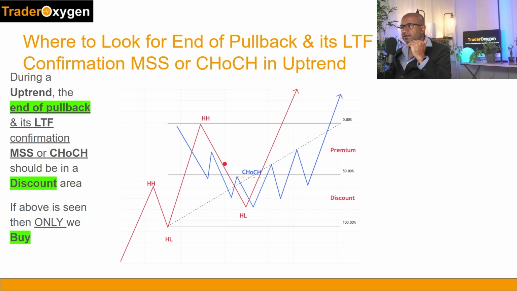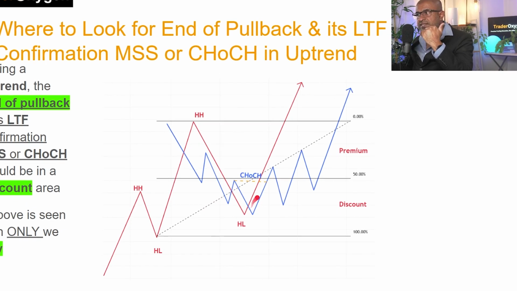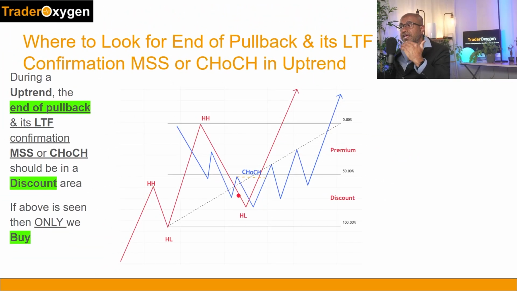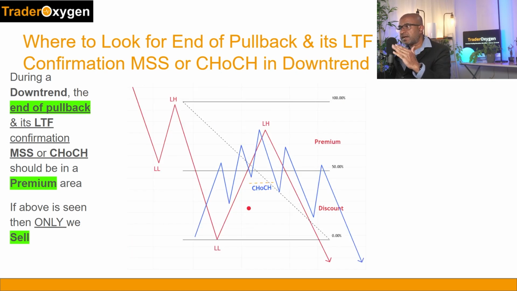So for that we look for the pullback to be over in the discount area. If the price comes down all the way to the discount area, we will go to the lower time frame and see if there's a change of character or market structure shift happening in the lower time frame. If that happens, then after that in the lower time frame we can start buying. However, we do this only if this whole thing happens in the discount area. So next slide is the same thing in a downtrend.